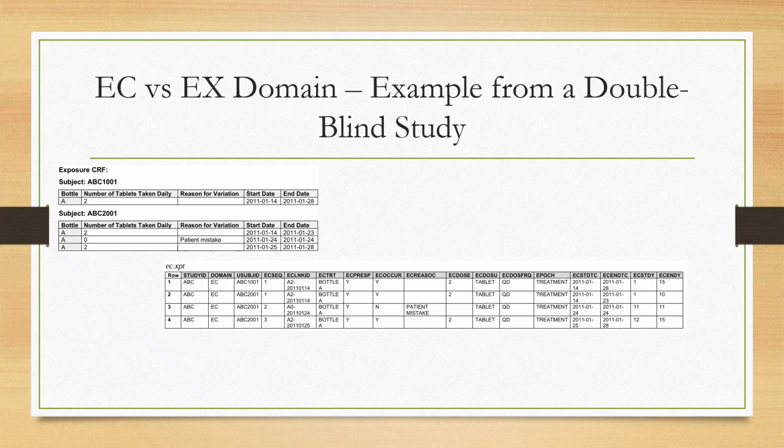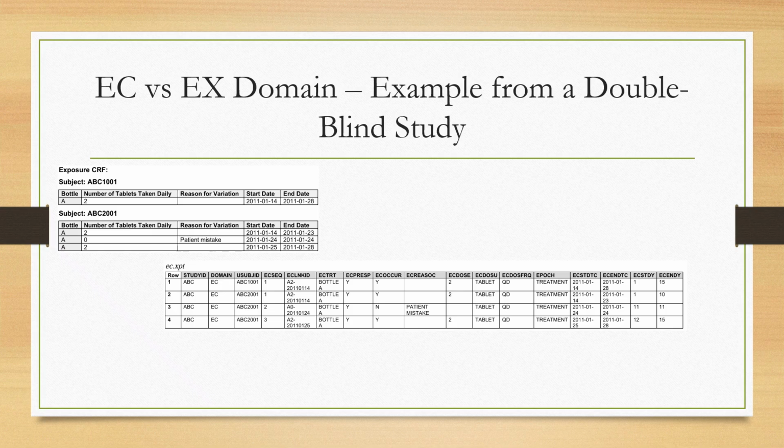In this way, the first record has the information for the first subject. Now let's see the second case, where the subject did not take the drug as it should have been taken. Since this subject missed a dose on one day, we have collected three different entries in the CRF. The same way is entered in the EC domain.